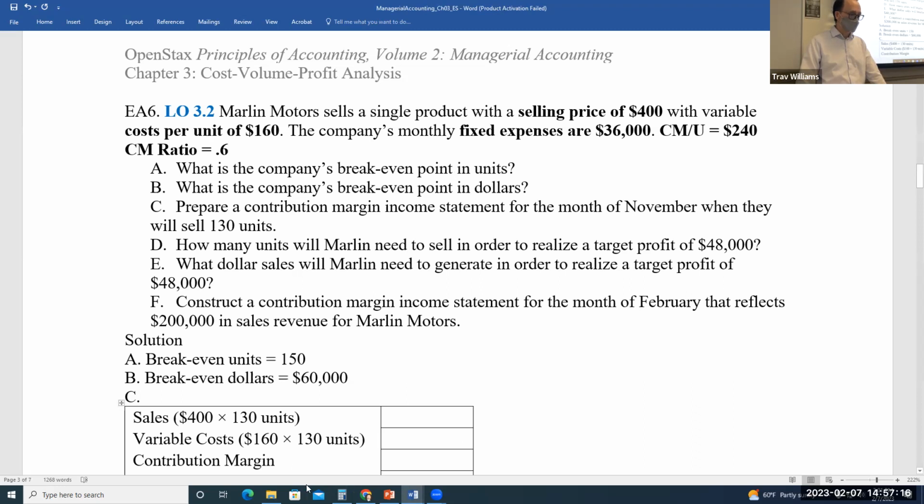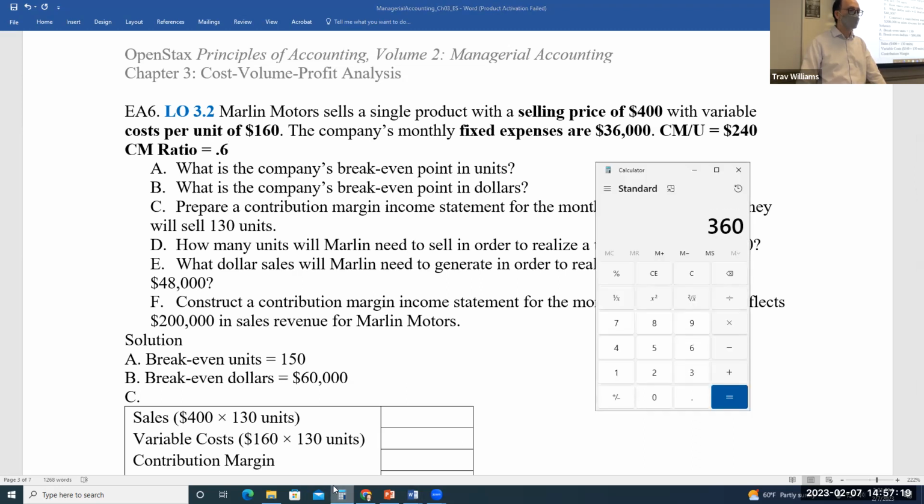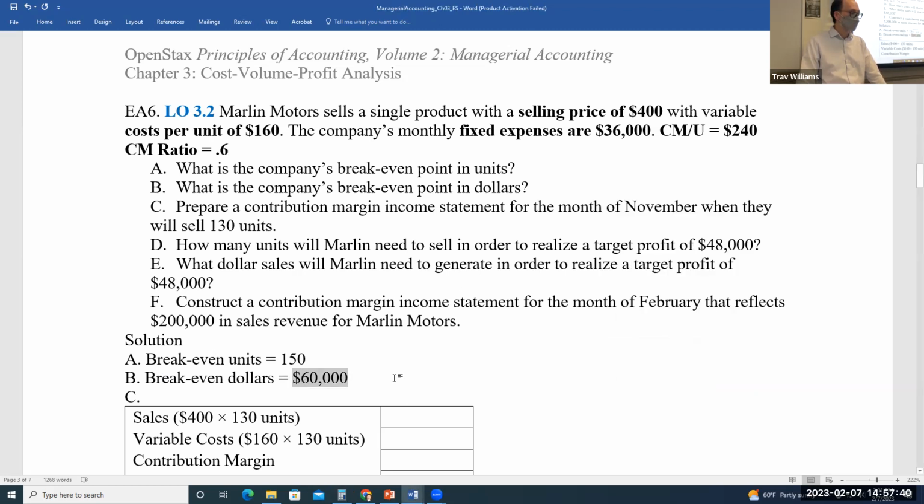And then we can divide that into our fixed expenses. 36,000 divided by 0.6, and we get $60,000. I don't know what I did last time, but yeah. So when I did it correctly, it came out correctly. Okay, so that confirms break even in dollars is correct. Any questions? All right, C, prepare a contribution margin income statement with 130 units.